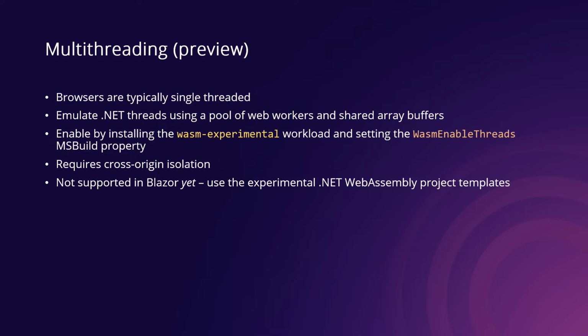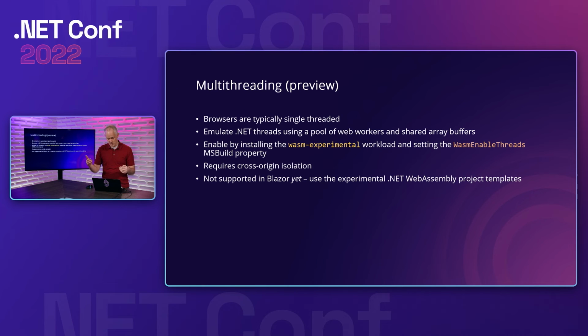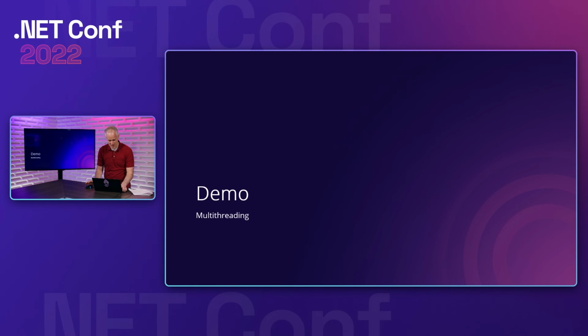To use it, you're going to need to install that WASM experimental workload and set WASM enable threads in your MSBuild project file. Now, this isn't supported at all in Blazor yet. That's something we're working on for the next version of .NET. So in order to try out this feature, you're going to have to use these experimental .NET WebAssembly project templates. Let's take a look real quick.